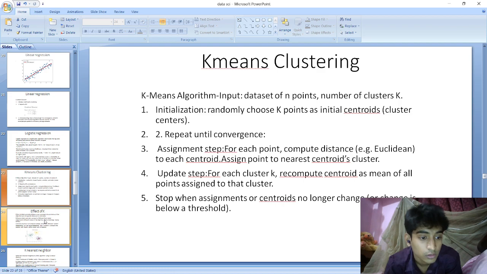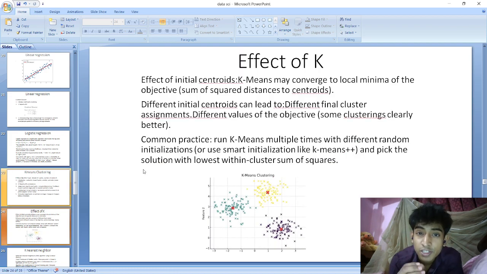Now, here we are asked how the initial k centroids affect our k-means clustering. So we'll see that k-means may converge to a local minimum of the objective, which is a non-convex function with local minima, that is the sum of squared distances to the centroids. Here, different initial centroids can lead to different final cluster assignments. Yes, very correct. If we take different initial centroids, our convergence may be fast or slow. So we cannot find the optimal initial cluster centroid assignment. These are NP-hard problems and cannot be determined.